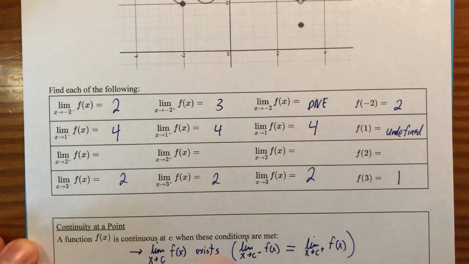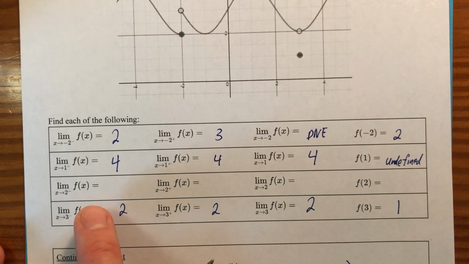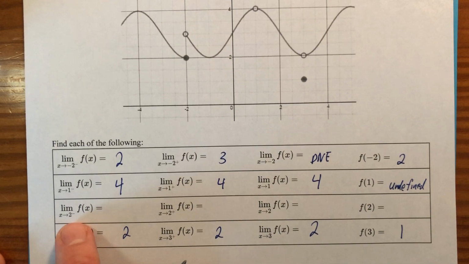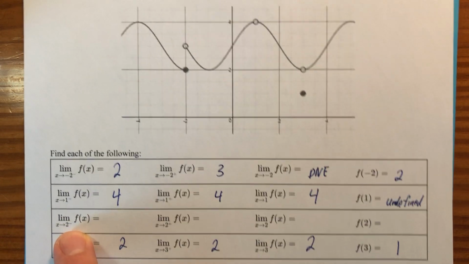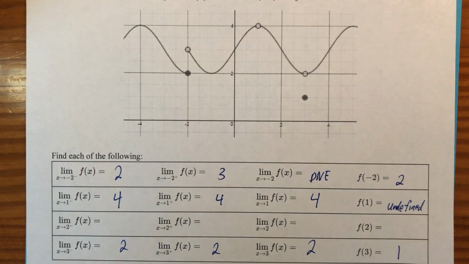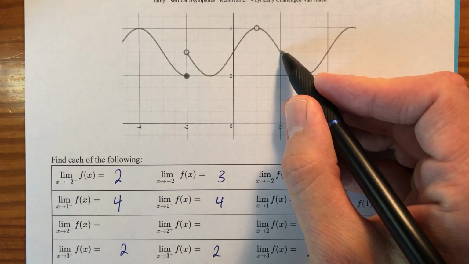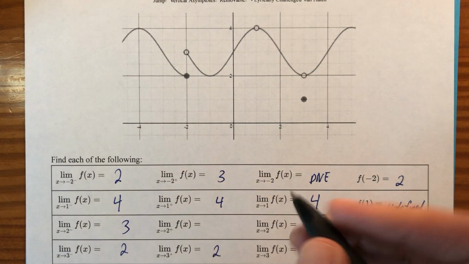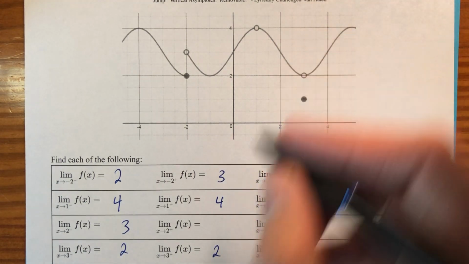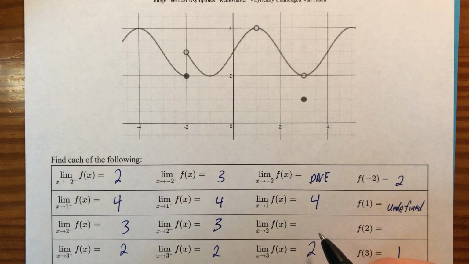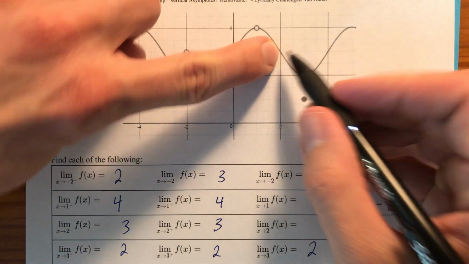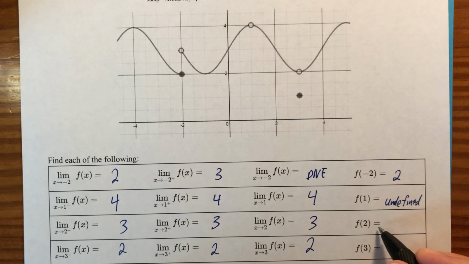Okay, so let's go back and let's do this one. And this is going to be basically a series of questions that talk about what happens at x equals 2 as we approach 2 or plug 2 in or left, right, that kind of thing. So 2 from the left is a value of 3. 2 from the right is a value of 3. Therefore, the limit is 3. And the value of the function is 3.